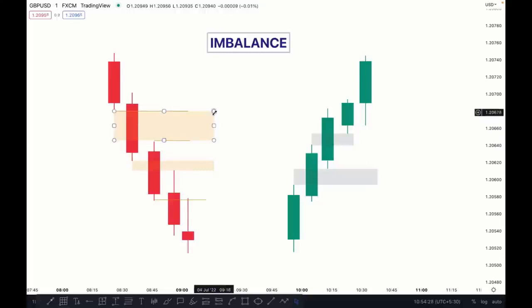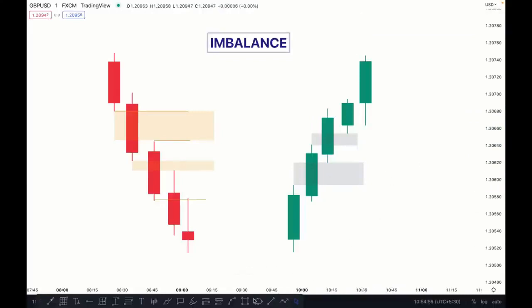Here you can see this is a larger imbalance, this is a minor imbalance, and the same thing is here, and this is a medium imbalance, this is a little bit bigger imbalance. An imbalance can be bigger or smaller, like here I'm showing you exactly, maybe an imbalance like this, right? It depends on the market strength and momentum.